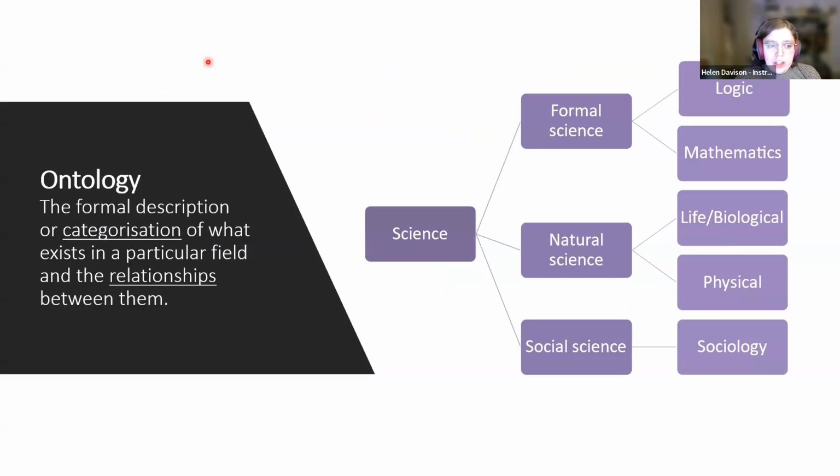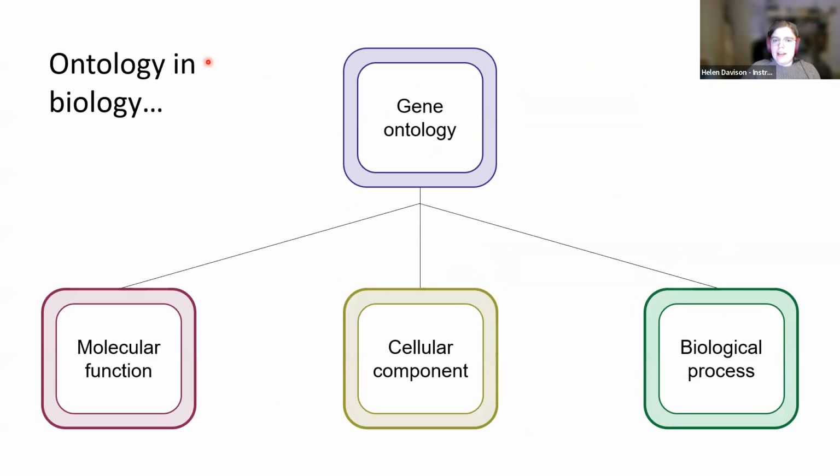Ontology is just the formal description or categorization of a thing. It is not restricted to biology, like I just said a minute ago. It could be used in mathematics or physics or sociology. But we're interested in it in biology because we can use it to make more sense of what genes might do or what they might be associated with.